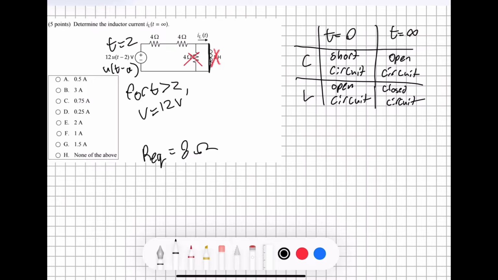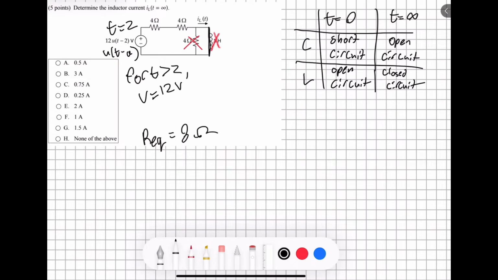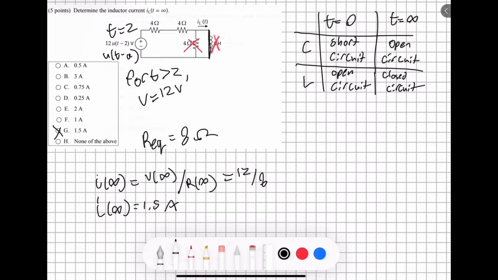Based on that, we can now use Ohm's law to solve for the current in the inductor. The current when t is equal to infinity is going to be equal to the voltage at t equals infinity divided by the resistance at the same time. Because we've already solved for that, V is equal to 12 and R is equal to 8, that means that the final current that we're going to get is going to be equal to 1.5 amps. If we look up at the top here, we see that this matches answer number G. So G is going to be the correct answer for this problem.